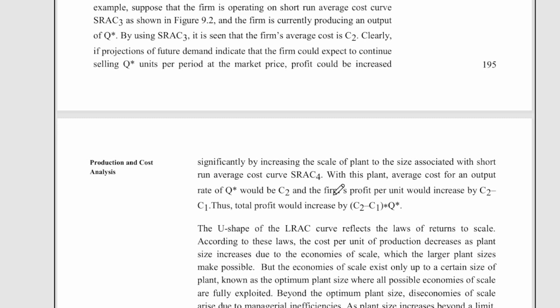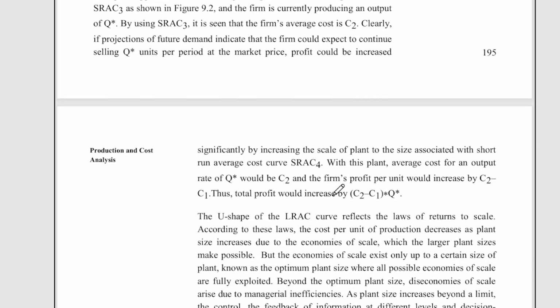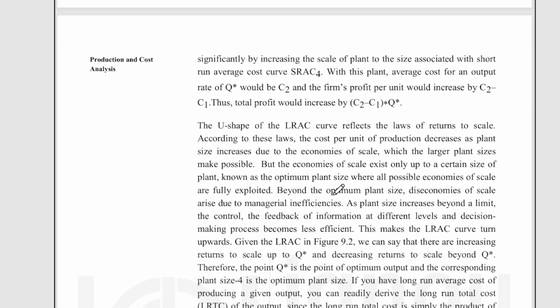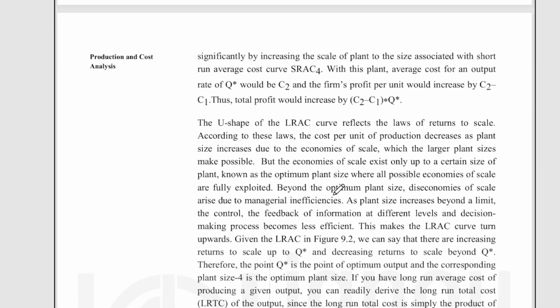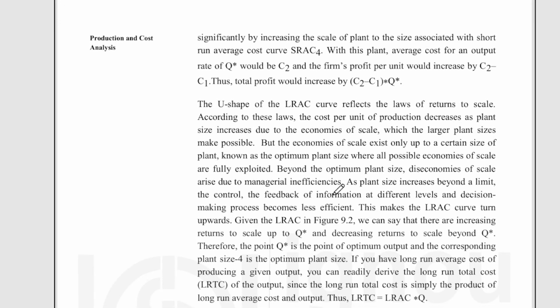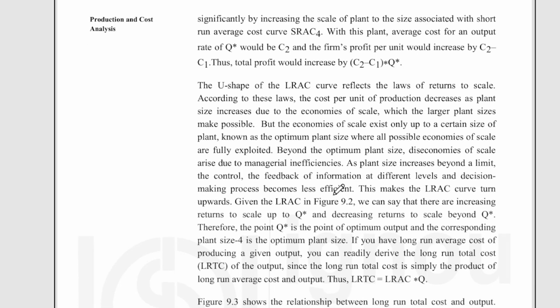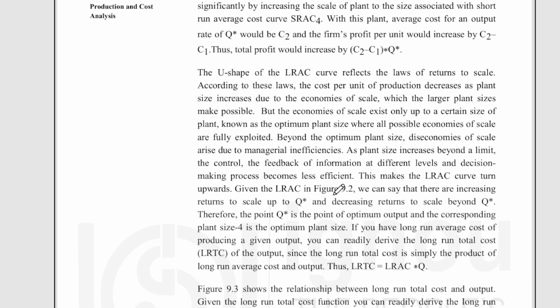Clearly, if projections of future demand indicate that the firm could expect to continue selling Q units per period at the market price, profit could be increased significantly by increasing the scale of plant to the size associated with the short run average cost curve SRAC4. And with this plant, average cost for an output rate of Q would be C1, and the firm's profit per unit would increase by C2 minus C1. Thus total profit would increase by C2 minus C1 times Q.